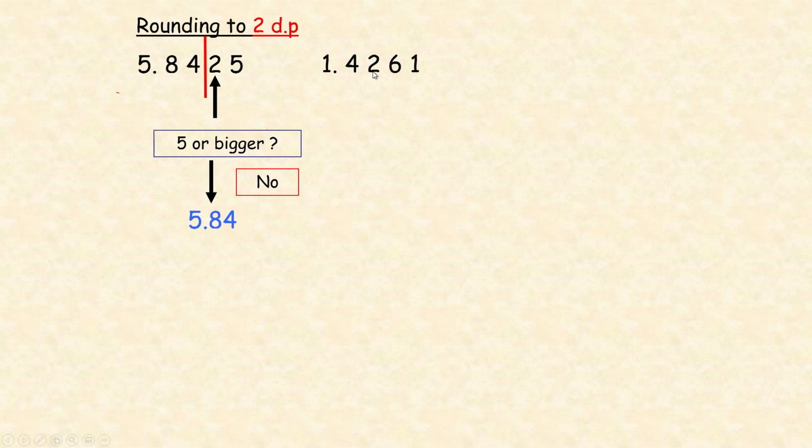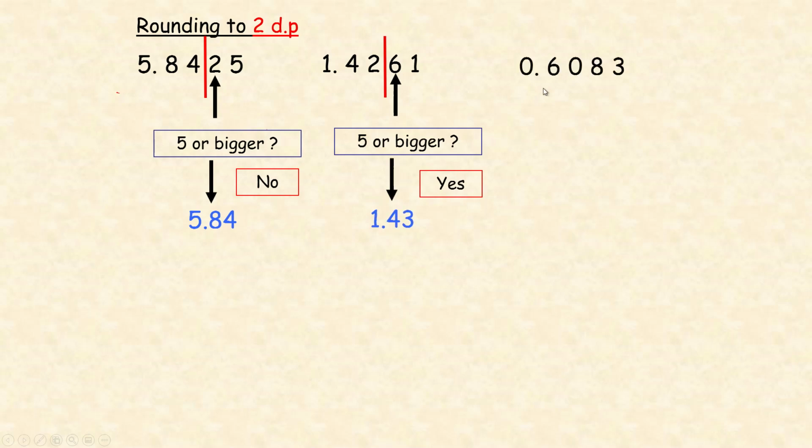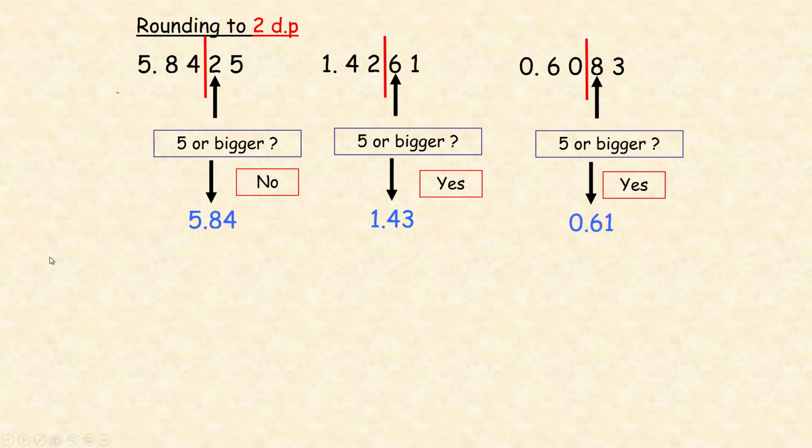Here we've got 1.4261, so we count 1, 2, and draw a line there. 6 is bigger than 5, so it affects the 2 and becomes 1.43. And here the same sort of thing, 0.6083, count 2, draw a line there, and we check, does the 8 affect the 0? Yes, it does. It becomes 0.61. Okay. Let's have a look at the examples to 3 decimal places then.